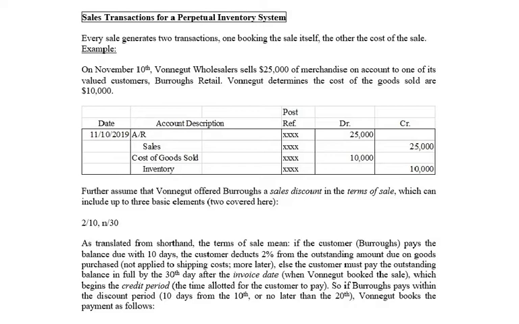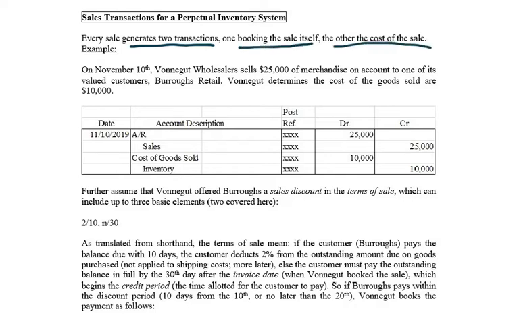So again, what's the good thing about the perpetual system? We know what's going on with our inventory and what our cost of goods sold is. So what's the downside of it? What's the drawback? The drawback is here. Every sale is going to generate 2 transactions. So that's the downside. There's more record keeping that you have to do because you're using a perpetual system. Because what are the 2 things that are happening here? There's the sale itself. The other is the cost of the sale.